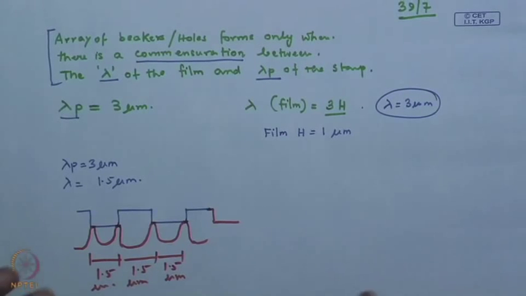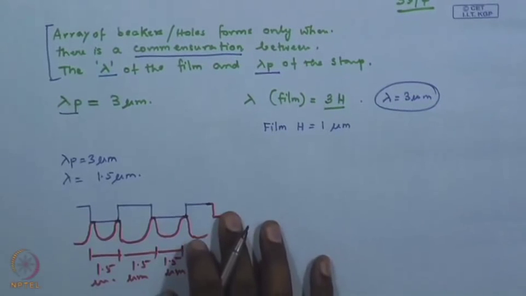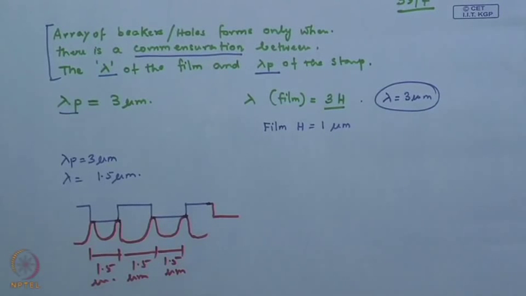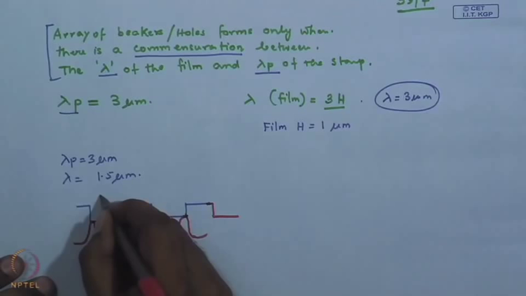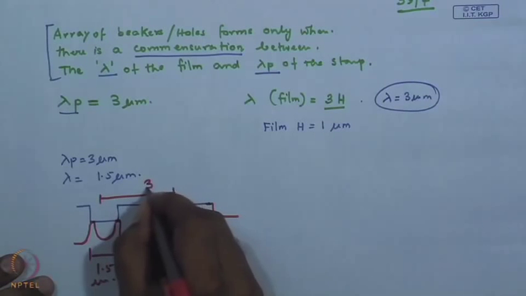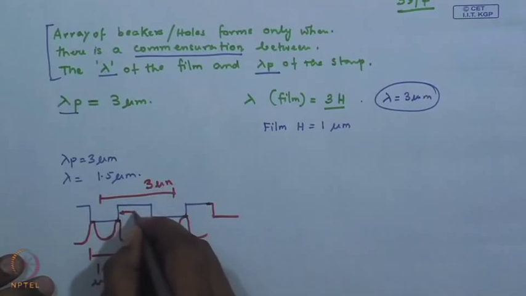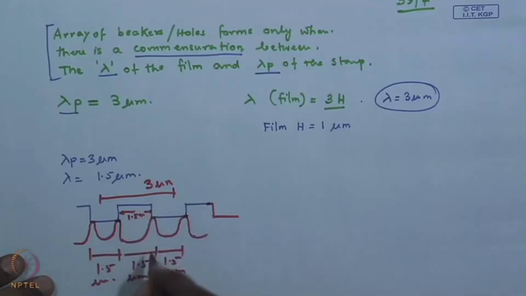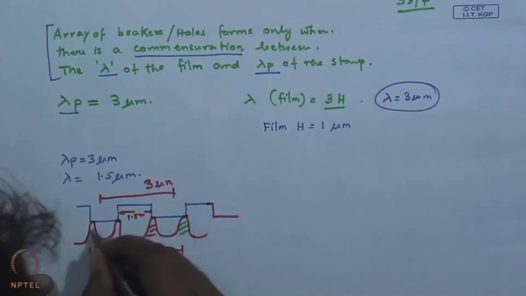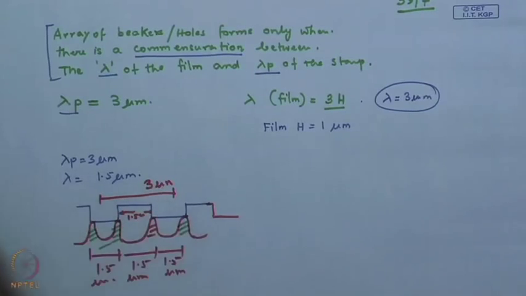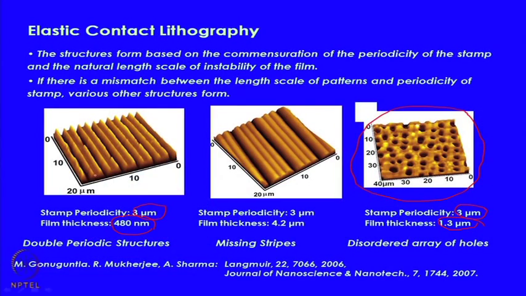So, this is the signature of the information that emerges. This is 3 micron, the stamp periodicity. This gap is roughly 1.5 micron. So, if you now look at the periodicity of this double periodic structure that has formed over here, this would be the periodicity, roughly of the order of 1.5 micron.